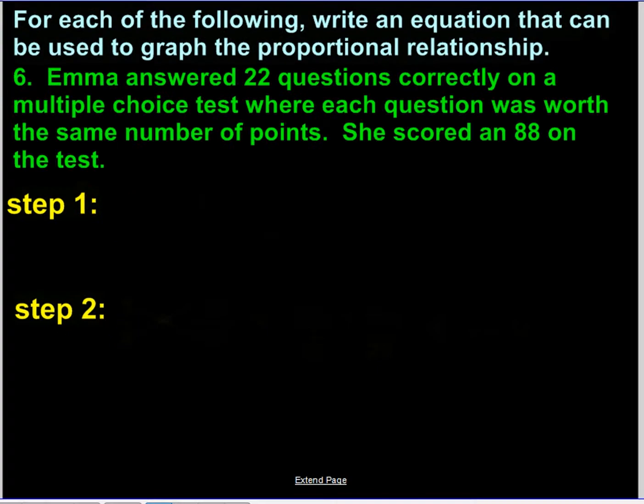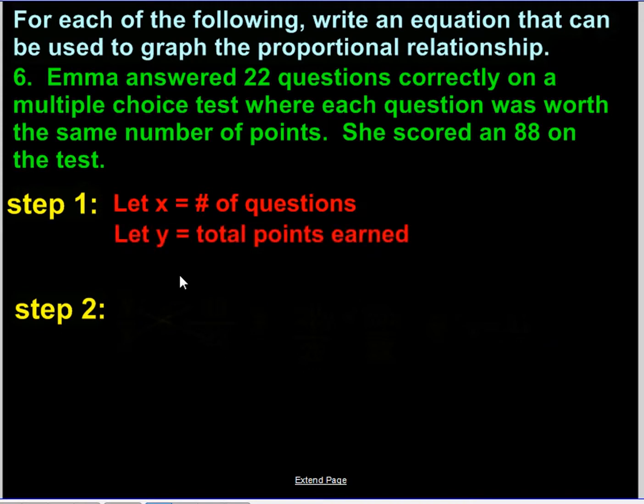Okay, let's take a look at number 6. It says Emma answered 22 questions correctly on a multiple choice test, where each question was worth the same number of points. She scored an 88 on the test. So once again, we want to set a value for x and a value for y. So we're going to let x equal the number of questions, and we're going to let y equal the total number of points scored.